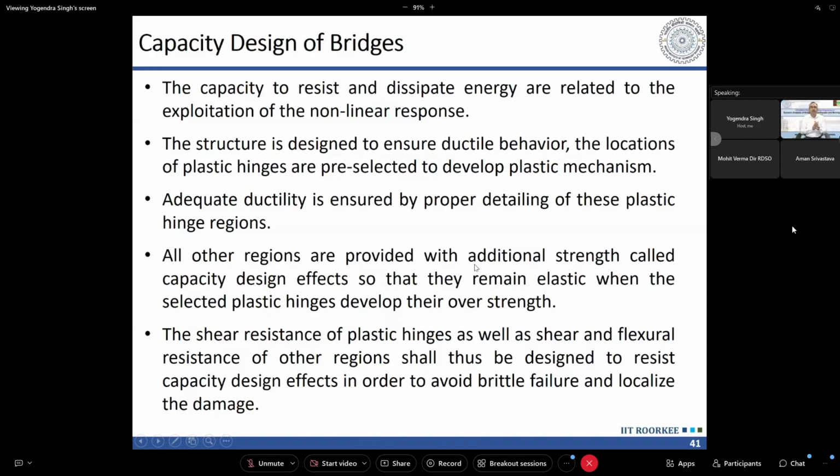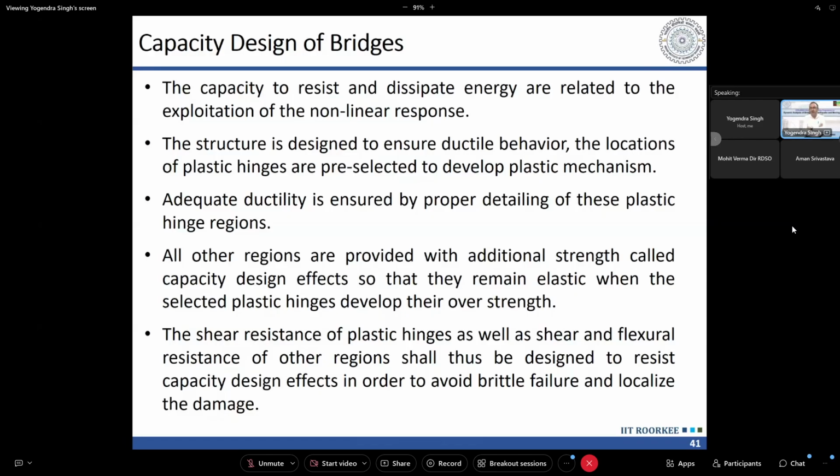Now, to summarize this capacity design concept, the capacity to resist and dissipate energy is related with the nonlinear response of the structure. So in case of earthquake, we are always designing our structures to get dissipated. Suppose I don't want my structure to get damaged during earthquake. In that case, I have to consider R equal to 1. The response reduction factor will be considered 1 and our structure will remain elastic during earthquake.